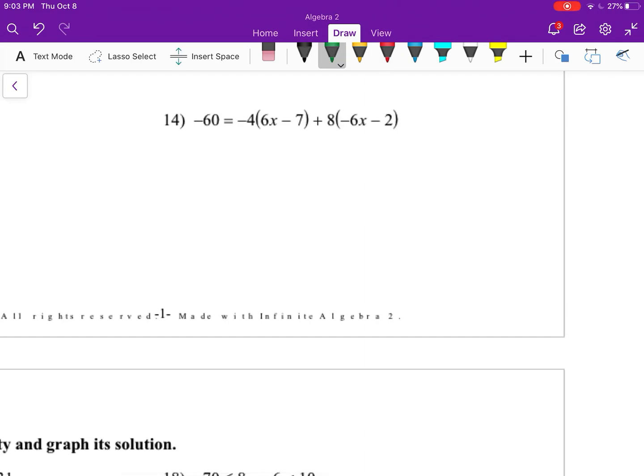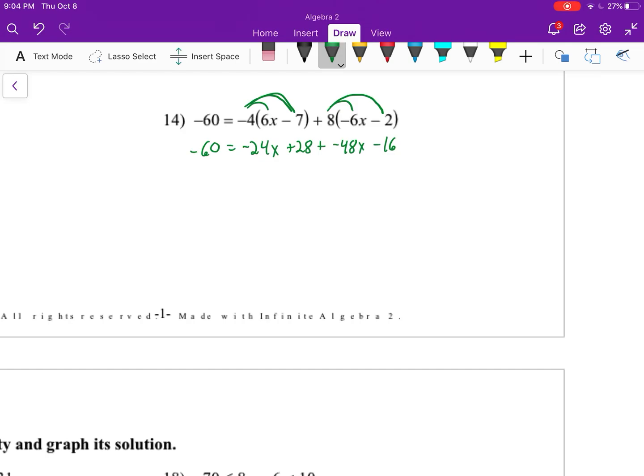So negative 60, we can't simplify negative 60. On the right side, however, we can distribute. So this is negative 24x. Negative 4 times negative 7 is positive 28. And then we're going to go ahead and distribute the 8. So that's negative 48x. And then distribute the 8 to the negative 2. So minus 16.